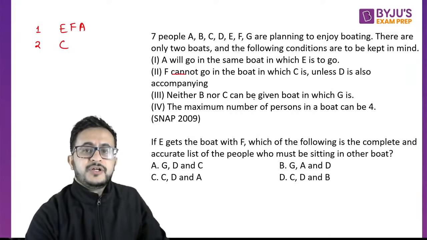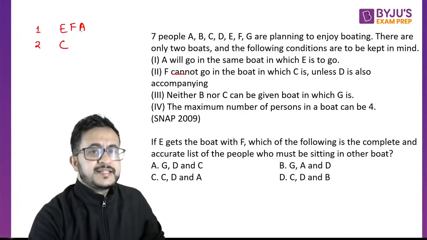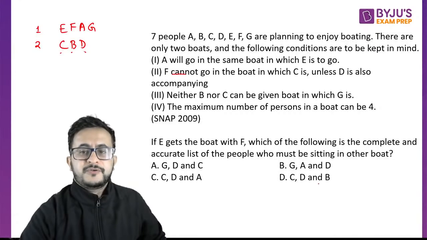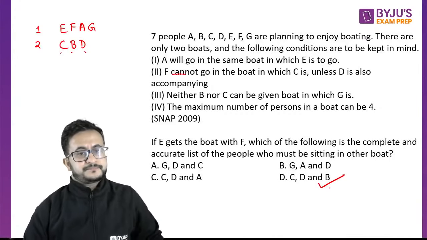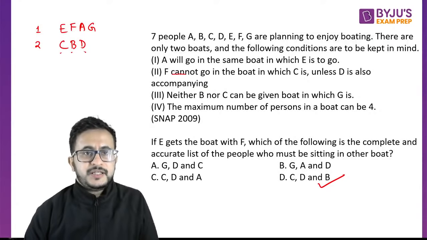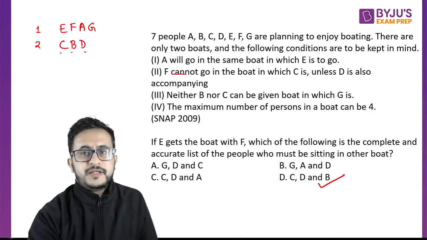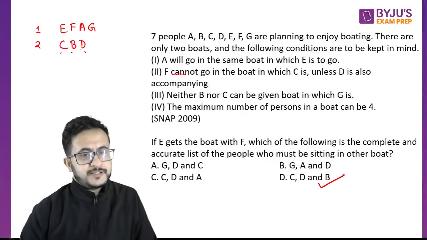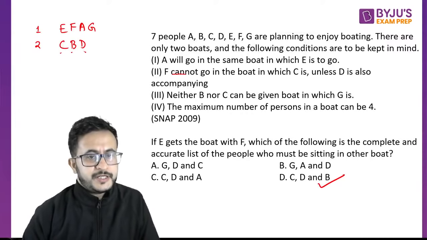Now neither B nor C can go with G, so G cannot go with C. So G will go here. Now the remaining B and D will go here. So C, B and D will go in this boat. Clear? A, E, G, and F is also there. E and F went together. So A, E, F and A will also go, and G will go because C will be in this boat. So that is the answer to this question. Option D.